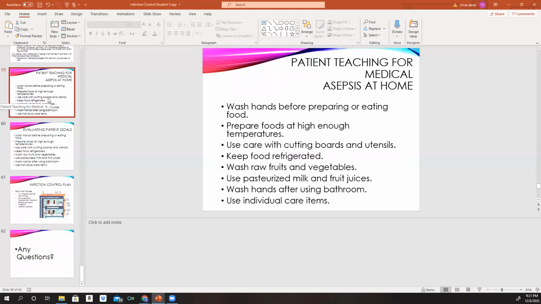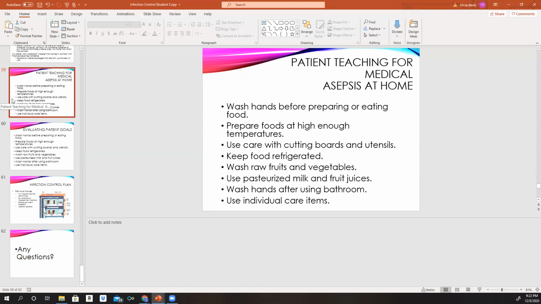So patient teaching for medical asepsis at home. What do we want to teach our patients? So remember, medical asepsis is just that, clean technique. It's not sterile. We want them to wash their hands before they prepare or eat their food. We want them to prepare their food at high enough temperatures to cook off any bad bacteria. We want them to use care with cutting boards and utensils. We want them to keep their food refrigerated. We want them to wash raw fruits and vegetables really well. We want them to drink milk that's pasteurized and only have fruit juices that are pasteurized.